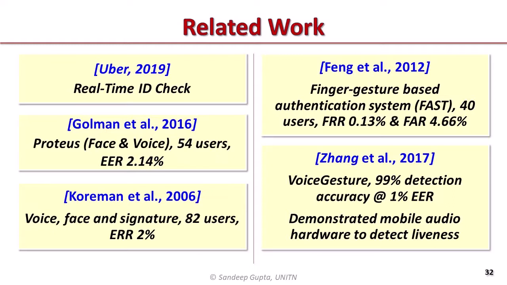Fung presented a finger gesture-based authentication system called FAST. The system extracted 53 touch features and achieved a FAR of 4.66% and FRR of 0.13% on a dataset of 40 users using gesture sequence-based authentication. Liveness detection is generally deployed to detect spoofing attacks. Zhang proposed a voice gesture system that achieved 99% detection accuracy at approximately 1% EER. And they demonstrated that mobile audio hardware can be used to exploit the articulatory gesture of a user to detect liveness.